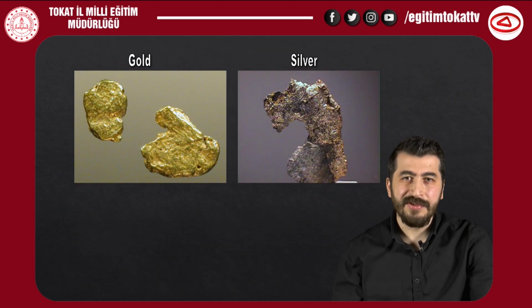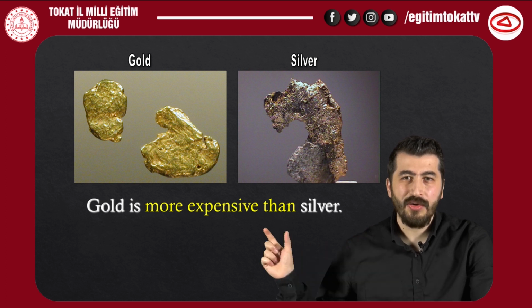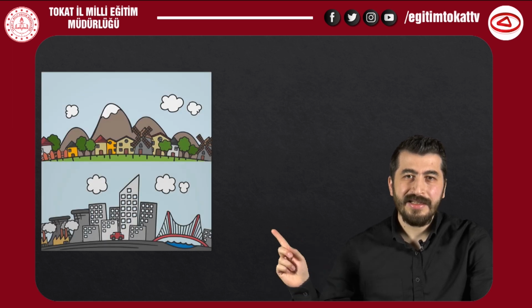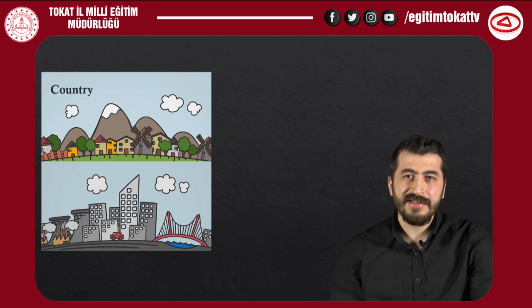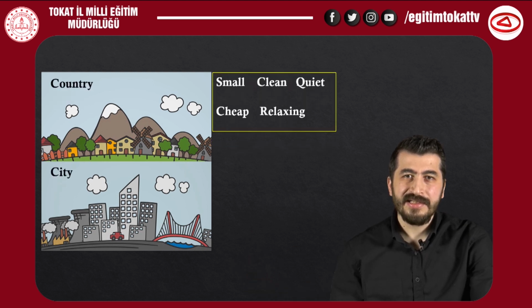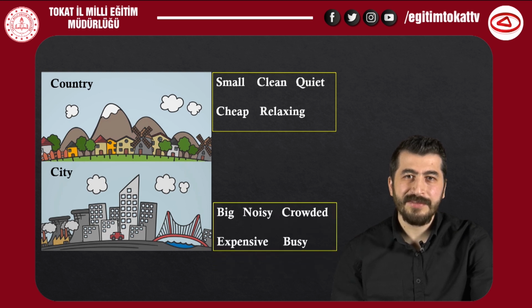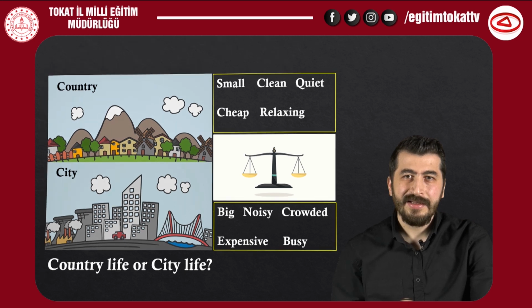Gold, silver, expensive and cheap you can use. Gold is more expensive than silver. Expensive is a long adjective. Okay, let's see some country and city adjectives again. Small, clean, quiet, cheap, relaxing. Big, noisy, crowded, expensive, busy. Now I ask you, country life or city life again. Let's see.